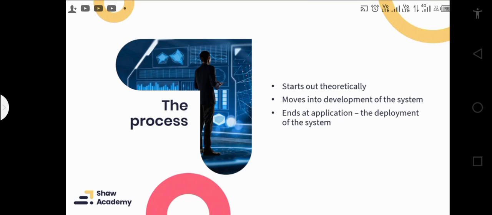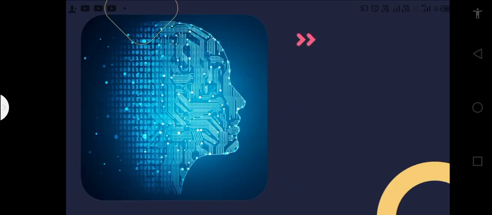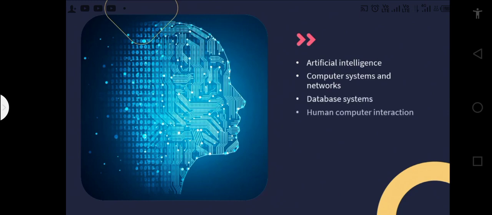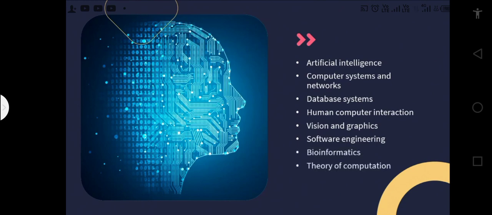Think of how your phone or computer has received a number of software updates since you started using it. Computer science is a very big field that consists of a lot of branches, to mention a few. There's artificial intelligence, computer systems and networks, database systems, human-computer interaction, vision and graphics, software engineering, bioinformatics, and theory of computation. This is not even the whole picture. There are a lot of other fields that you'd probably grow old while still trying to explore.